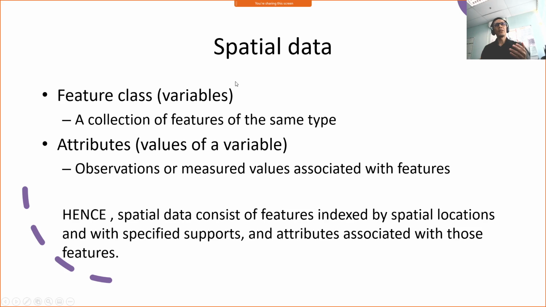Again, spatial data have these variables. Some people call variables a feature class, but feature class I think is basically a variable. So a collection of features of the same type, and inside the variable you got attributes or values of the variable. Later we will see this.